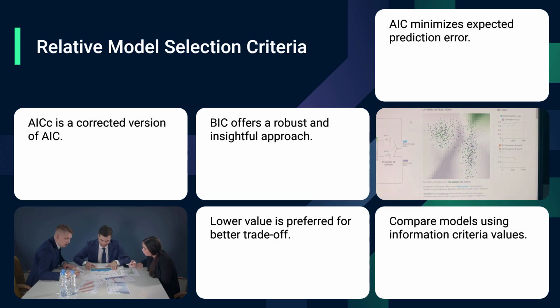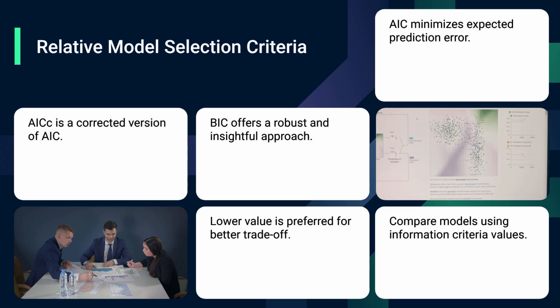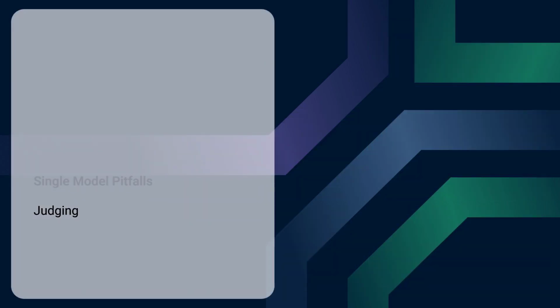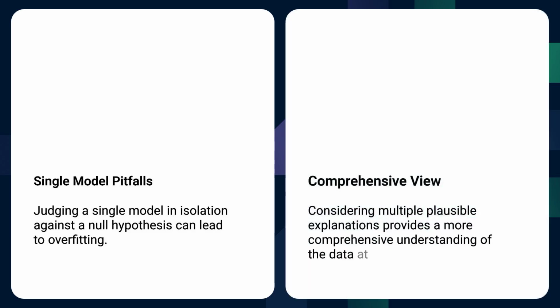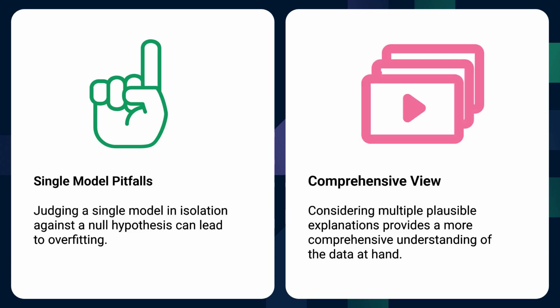The model with the lower value is preferred as it balances the trade-off between goodness of fit and model complexity, aiming to minimize expected prediction error, rather than judging a single model in isolation against a null hypothesis. These criteria evaluate a set of candidate models against each other. By considering multiple plausible explanations for the data, we gain a more comprehensive understanding and avoid the pitfalls of relying solely on a single analysis.